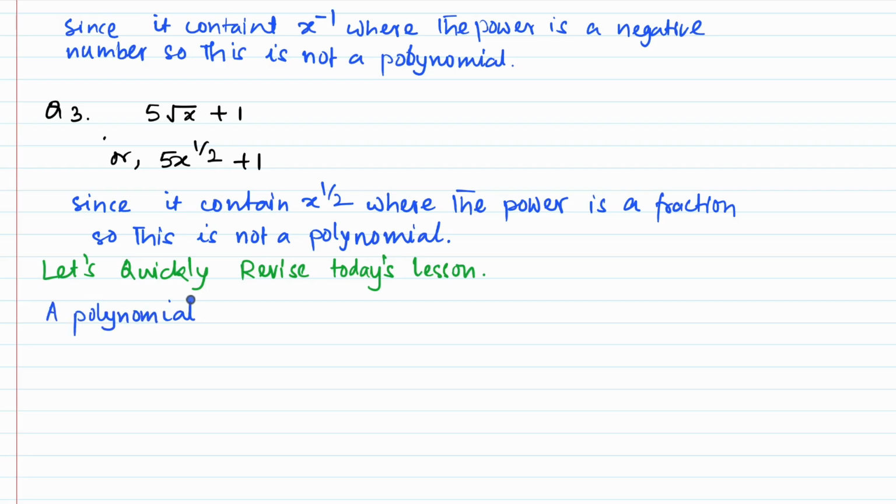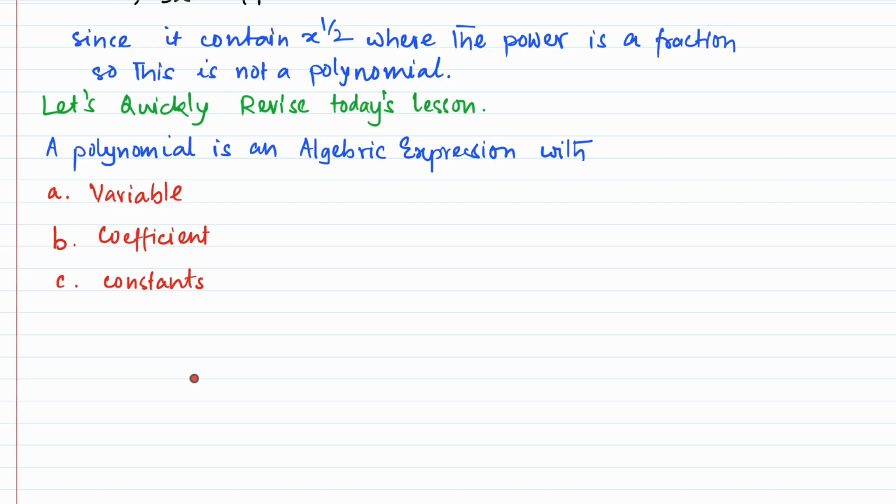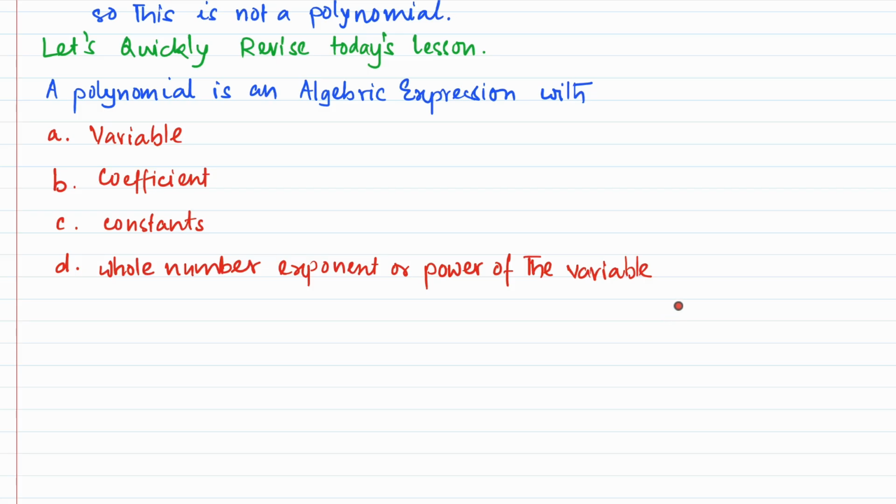Let's quickly revise today's lesson. A polynomial is an algebraic expression with a variable. It will have coefficients attached to the variable. It can have constants and whole number exponents or powers of the variables. Combining these, we get a polynomial.